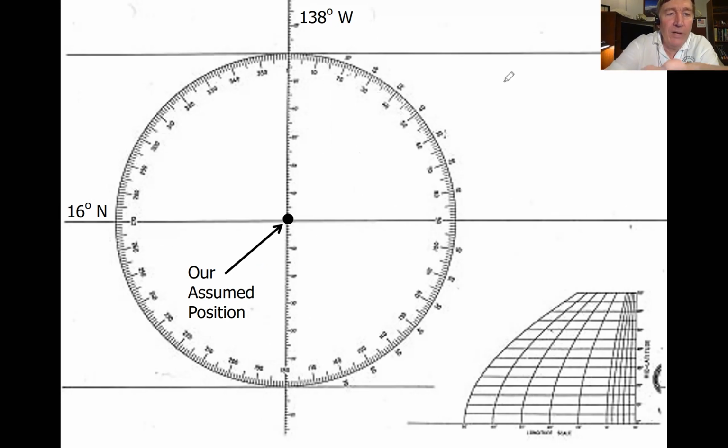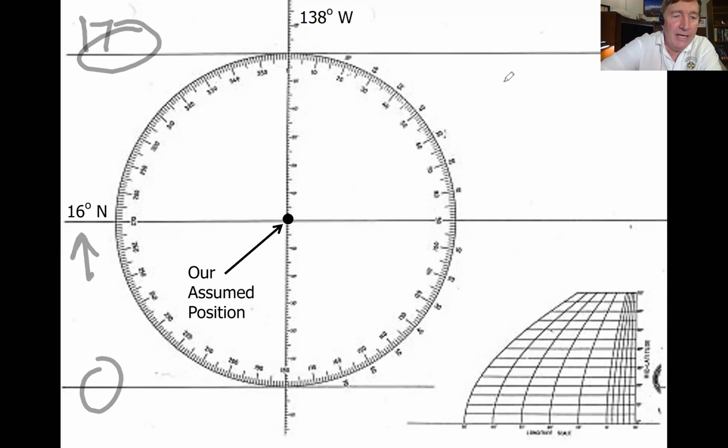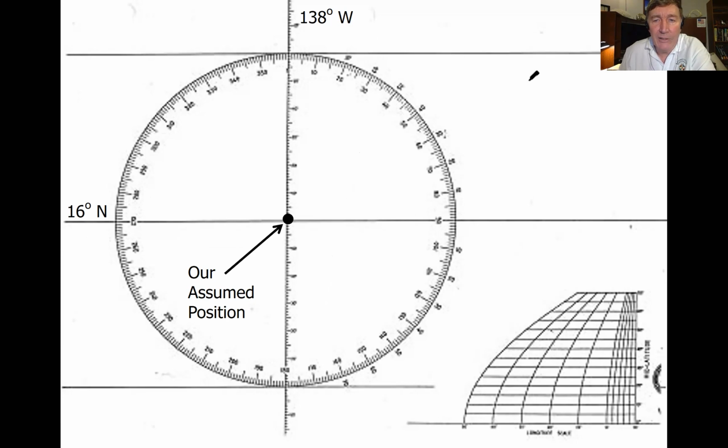Okay, now we have two horizontal lines on here. If the middle line is 16, that means this line up here is going to become 17, and this line right here is going to become 15. So go ahead and label those on your chart. We now have our latitude lines on the chart. But now we need to draw the vertical lines for our longitude.